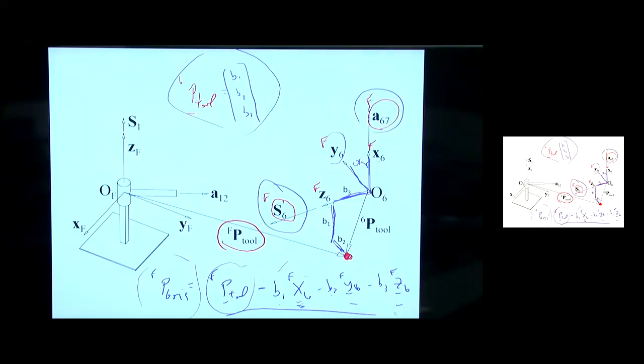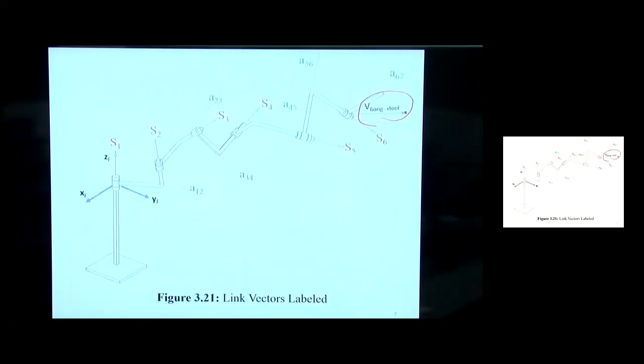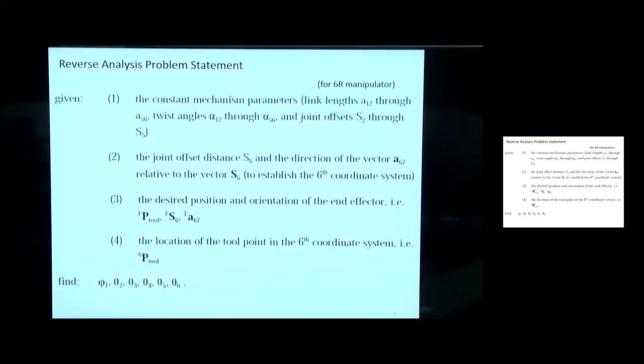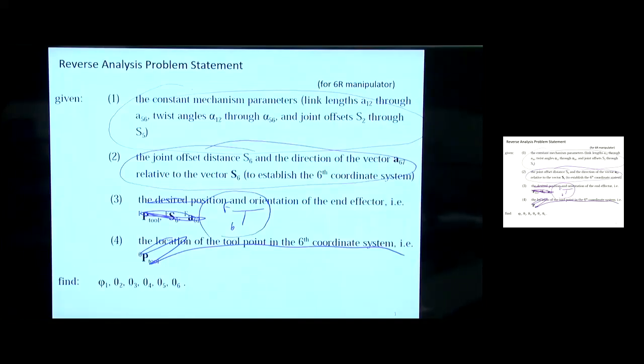So right off the bat, we're going to be able to get rid of this tool point thing. If I was to go back a couple slides, I could say I'm going to give you this and get rid of that altogether. So here what I'm saying is, given all the constant mechanism parameters, I established that last coordinate system. Here's where I want that last coordinate system to be, right? Because the fourth column we just calculated, and the other columns were given when I said S6 and A67. Find the joint angles that'll make that happen.